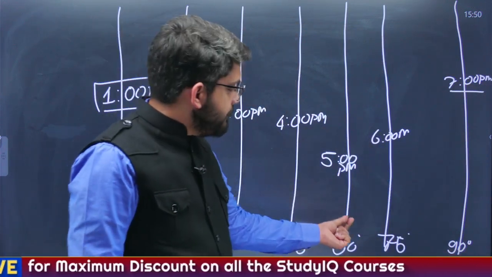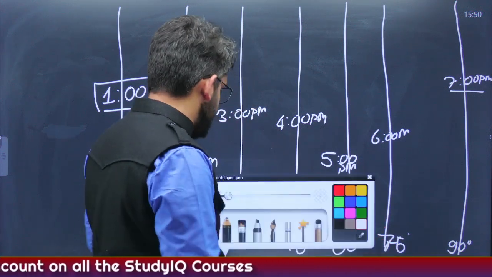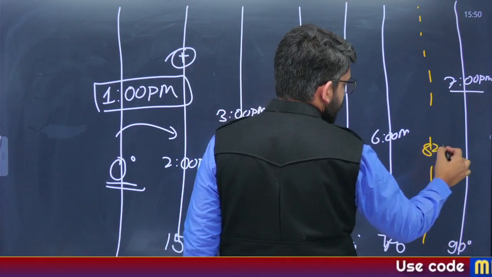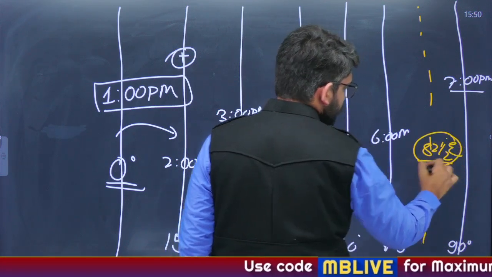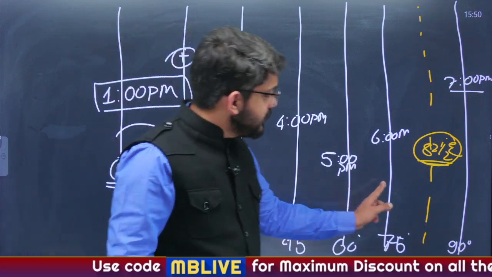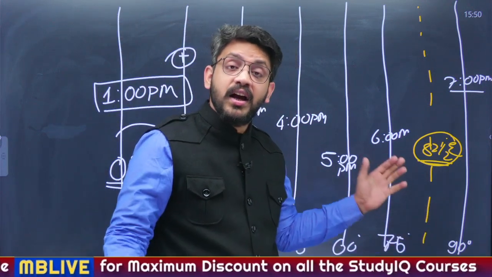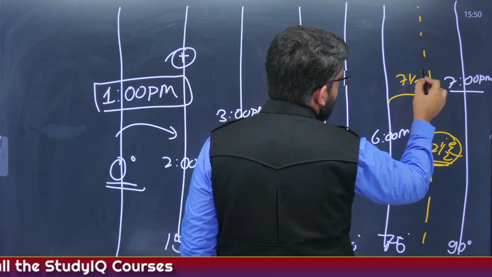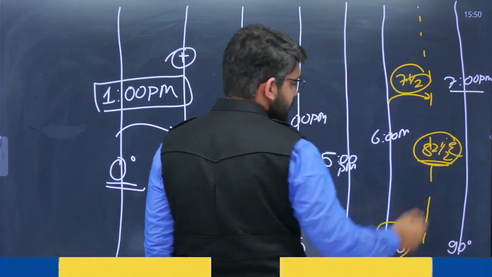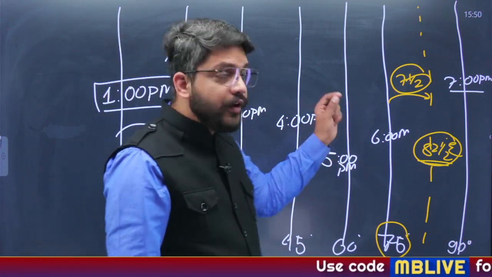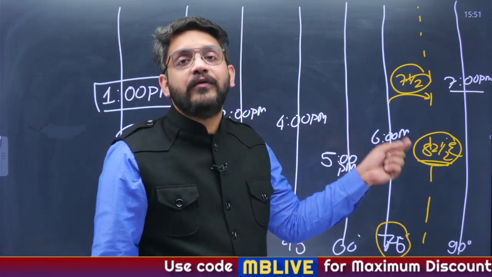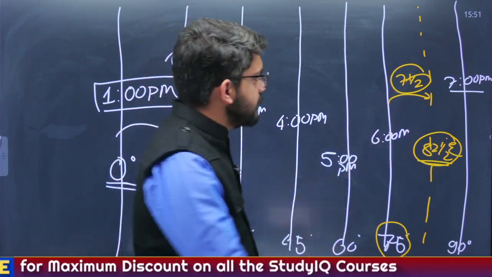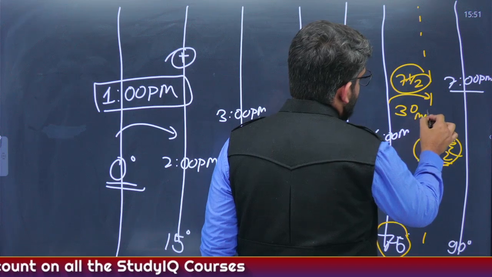82 and a half lies between 75 and 90. This is 82 and a half degree, which is the standard meridian of India. It is in between 75 and 90. That means you have to add 7.5 degree to 75 to reach 82 and a half degree. If 15 degree is equal to 1 hour, that means 7.5 degree is equal to 30 minutes. This is 30 minutes, or I can say half an hour.